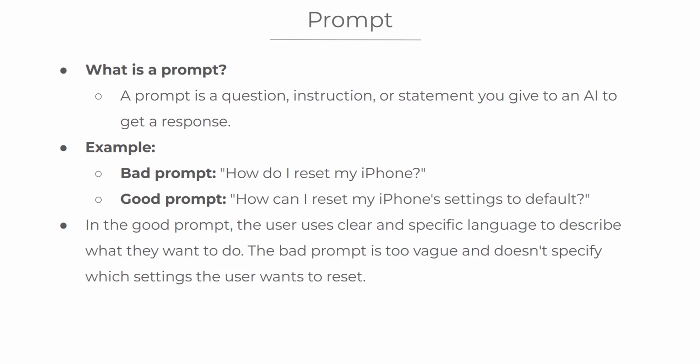In this example, the good prompt uses clear and specific language to describe exactly what the user wants to do, which helps the AI provide a more accurate response. On the other hand, the bad prompt is too vague and does not specify which settings the user wants to reset, making it harder for the AI to understand and give a helpful answer.